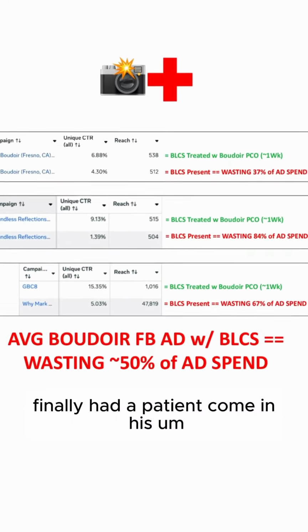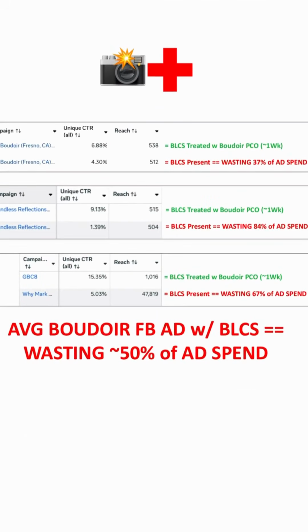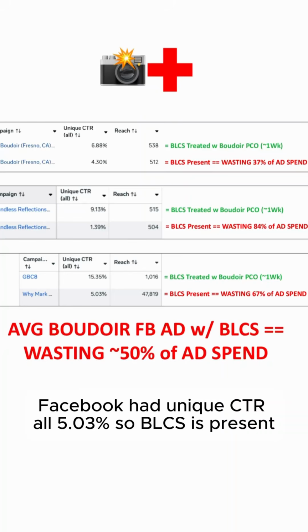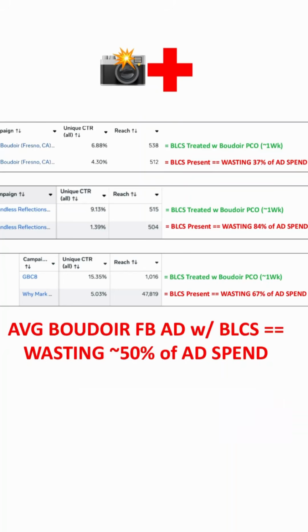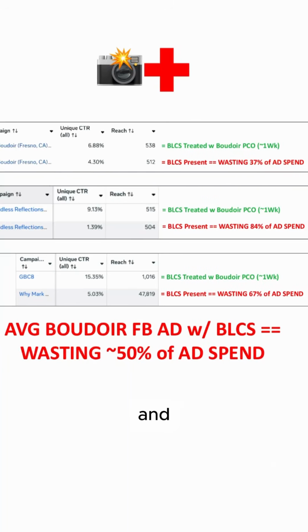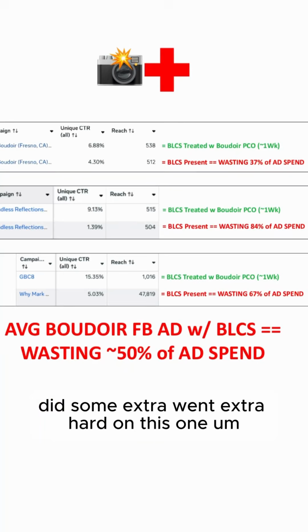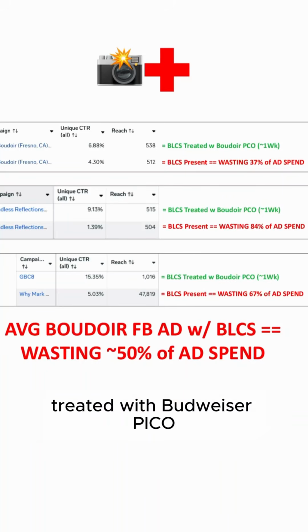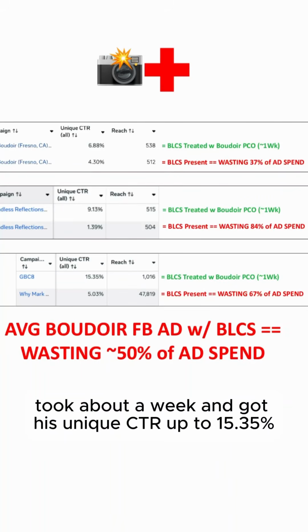Finally, had a patient come in. His boudoir Facebook ad unique CTR was 5.03%. So BLCS is present. And so we duplicated it, and went extra hard on this one. Treated with boudoir Pico, took about a week, and got his unique CTR up to 15.35%.